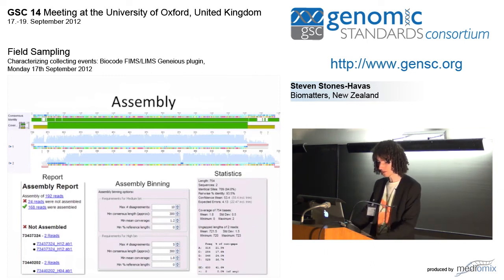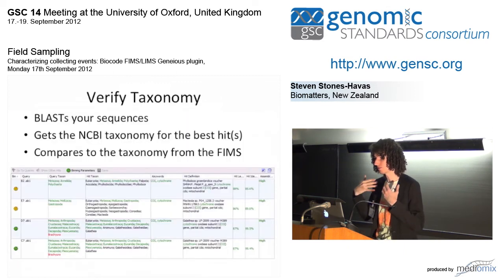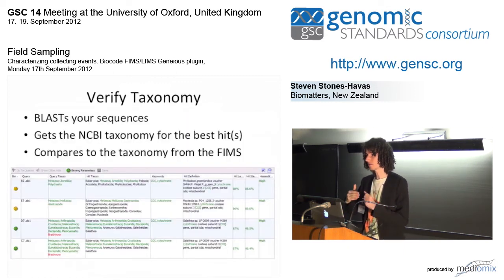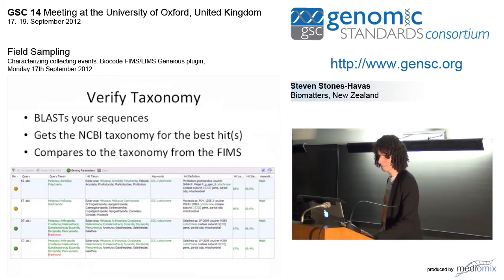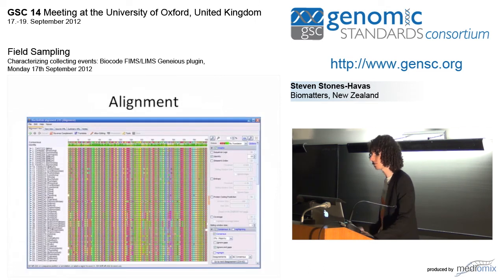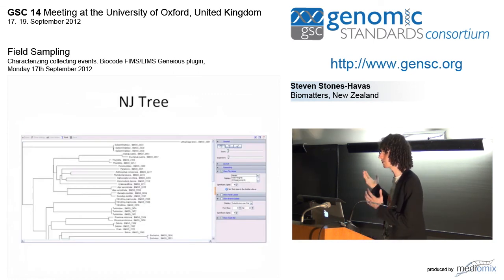And when you've got your final barcode sequences, the final step is to do a verify taxonomy, which basically blasts those barcode sequences and makes sure that the taxonomy that you get back from NCBI matches the records back in your specimen database. And you can also plug your results into the analysis features in Geneious. So for example, this is an alignment of all the barcode sequences, which can allow you to see if there's any unexpected differences. This is a neighbor joining tree, which allows you to check that your species are clustered together.